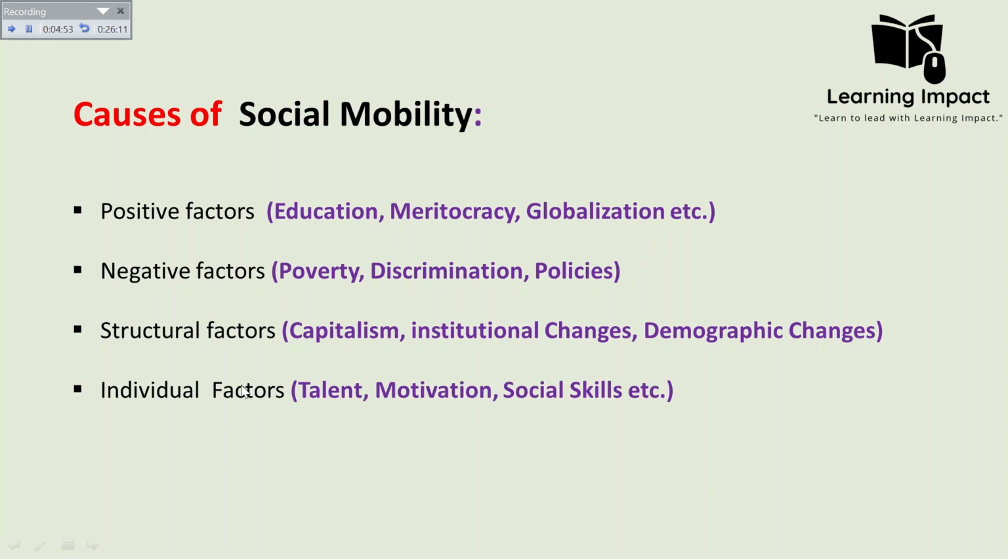Then the individual factors, such factors that are embedded within an individual. For example, talent, how capable he is of having a deserving seat, or motivation, or social skills. Either he aspires, or what level of motivation he has in order to reach a particular goal, and also the social skills, what kind of skills he has and what kind of skills are valued by society, and whether they are aligned to them or not. For example, in some societies communication skills or IT skills are considered more important, as these skills are now demanded globally. So individual factors can also lead to social mobility.